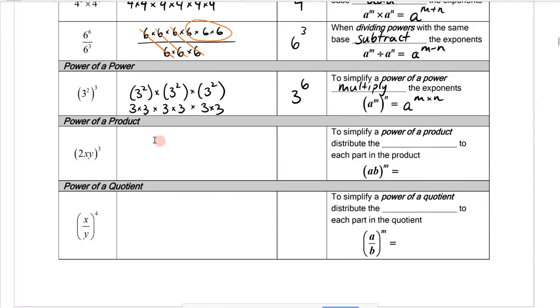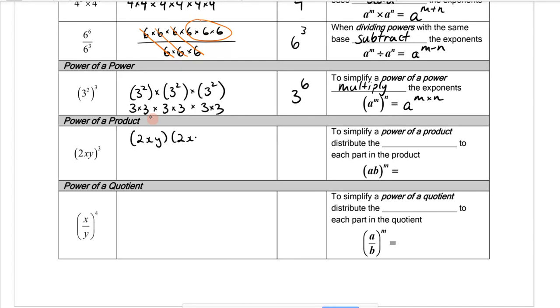Okay. Next, we have a power of a product. So let's do this. 2xy times 2xy times 2xy, because it's raised to exponent 3. But you can still multiply the 2's. So 2 times 2 times 2 is 8. I have 3 x's, so I have x cubed. And then I have 3 y's, y cubed. So I should write that here, 8x cubed, y cubed.